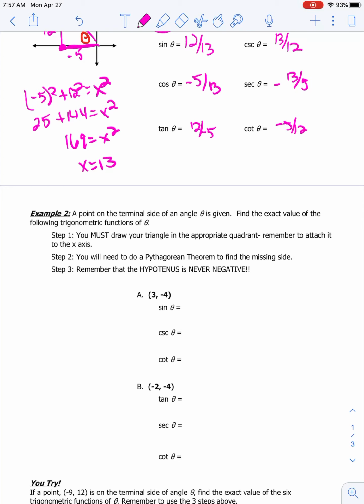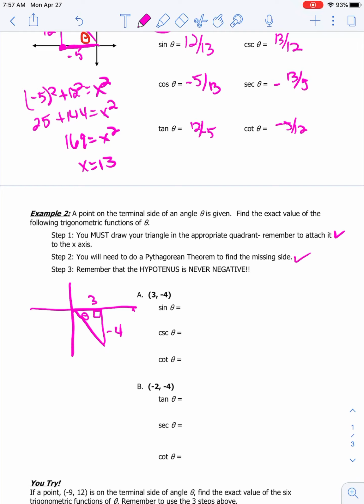All right, so this first one, 3, negative 4. That's a positive x and a negative y. So if I'm drawing my quadrant, I really need more space down here in the 4th quadrant. Okay, so I'm going to go 3 this direction. I'm going to go down negative 4. Remember, your triangle always touches the x-axis, and your theta is always touching the origin. So I drew my triangle.